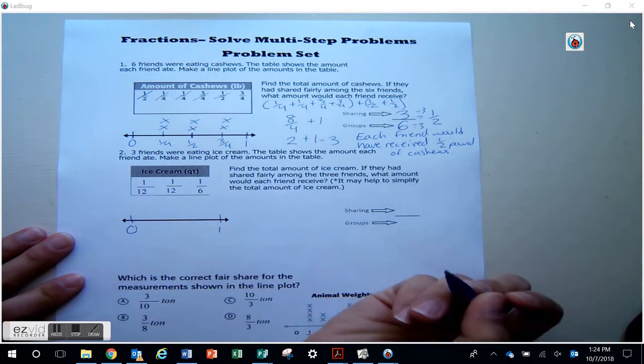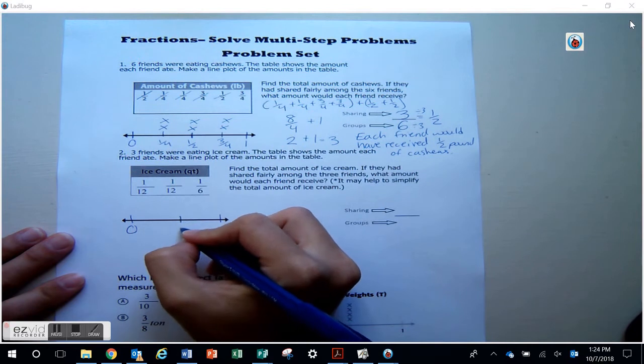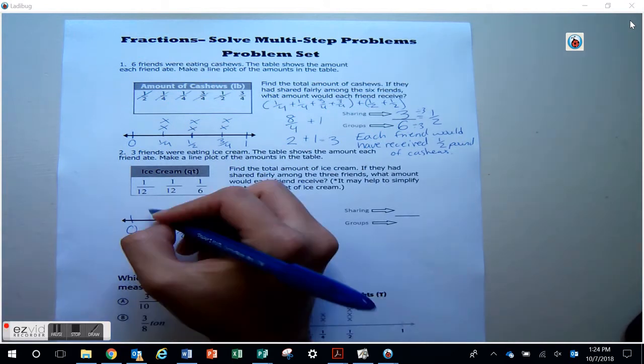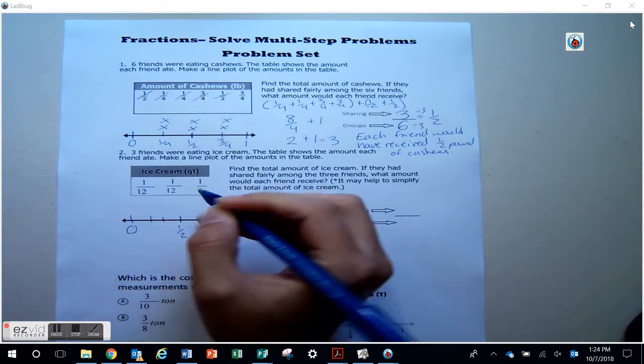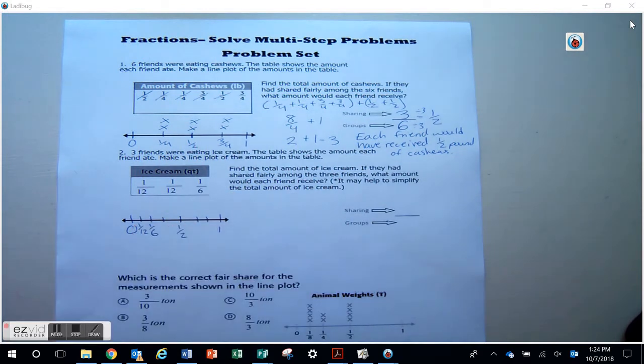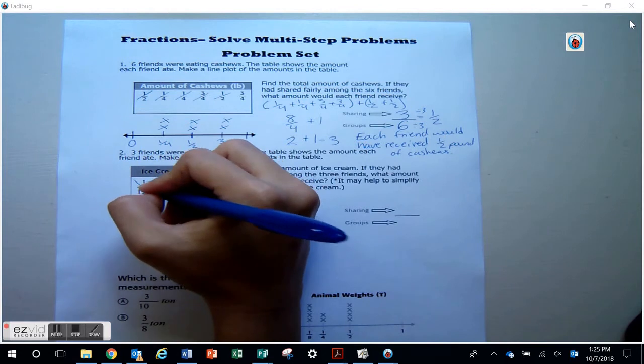3 friends were eating ice cream. The table shows the amount each friend ate. Make a line plot of the amounts in the table. So again, I'm going to start with 0, go to 1. Here's my 1/2, which I don't need. I don't need that 1/2.